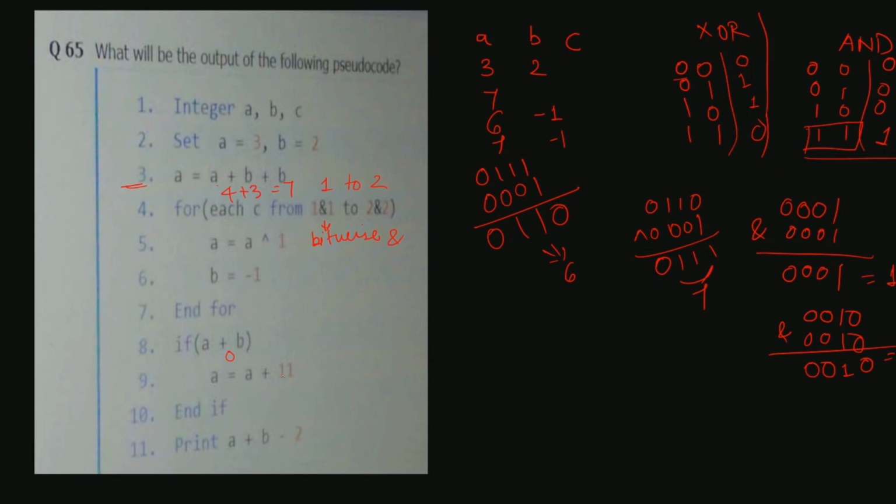Now A equals A plus 11. So A plus 11 is 18, and we have to print A plus B, that is 18 plus B, that is 18 minus 1 minus 2. So this will become 17 minus 2, which is 15. So the answer is 15.